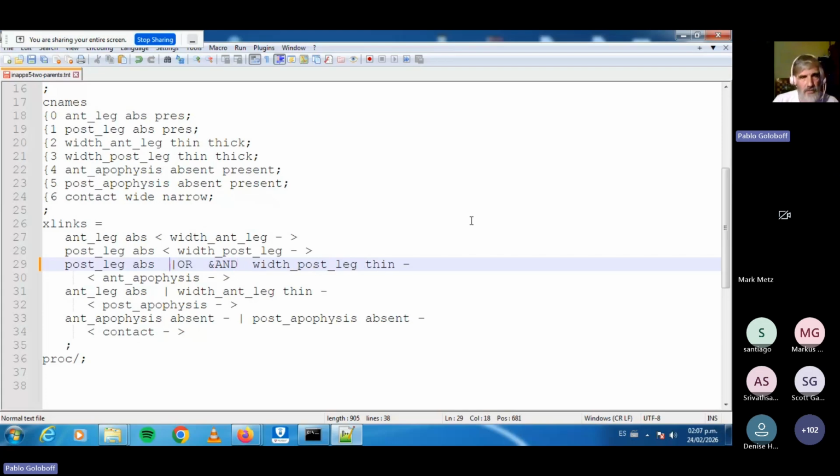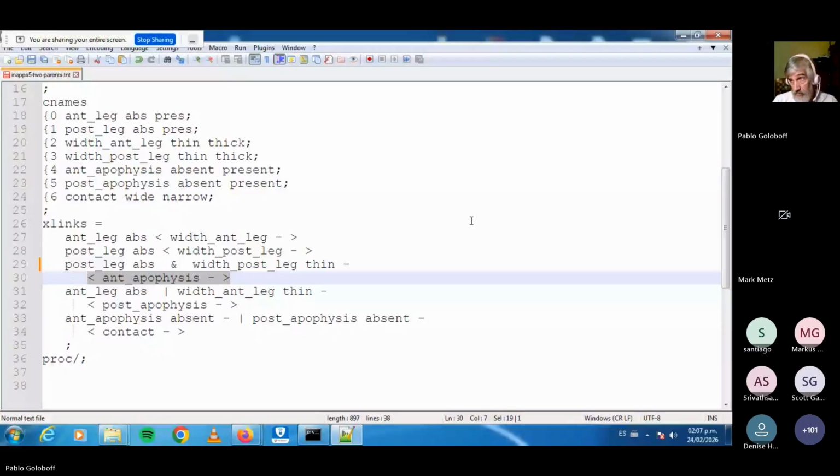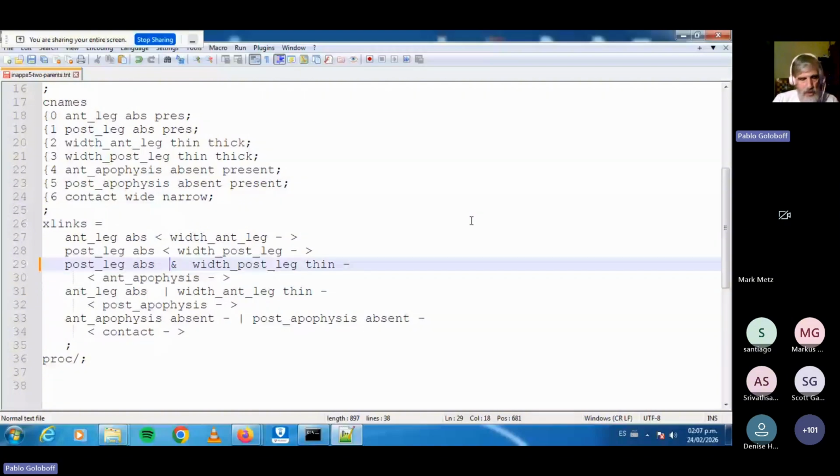So that would be a different definition. Of course, you could say, when the posterior legs are absent and the width of the posterior legs is this or that, then this happens. You can see the highlighting? Yes, it looks good. Okay, so the AND and the OR can be used in here for specifying complex relationships. And there is a lot more that you can specify in here in addition to just inapplicabilities. I'm not going to save this. I'm just going to close it.